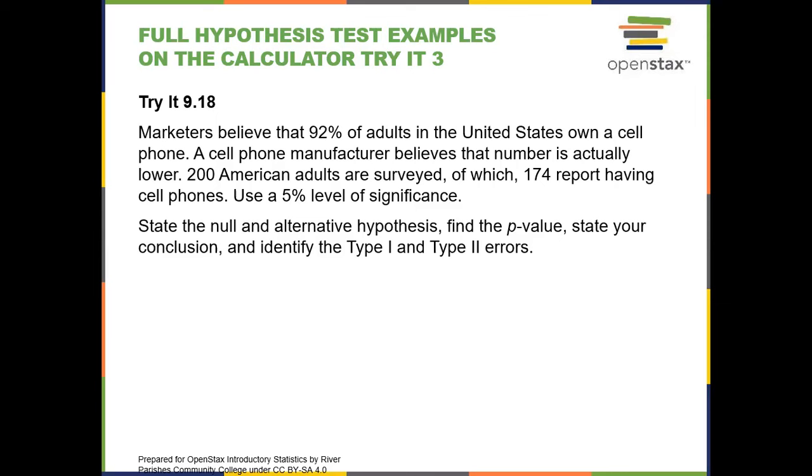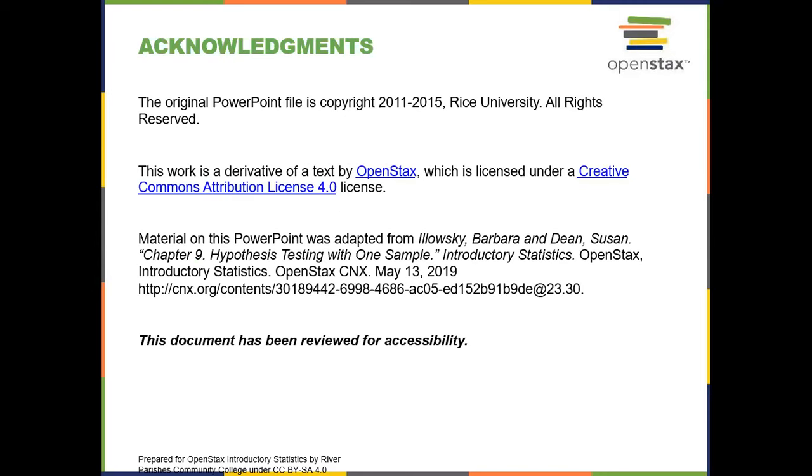My P0 is 0.92. My X, number of successes, is 174. My N is 200, sample size. And the cell phone manufacturer believes that the number is actually lower. So what is my alternate? Less than P0. Okay. And then I calculate. So I'll calculate a test statistic and then get a corresponding p-value. Test statistic is minus 2.606.